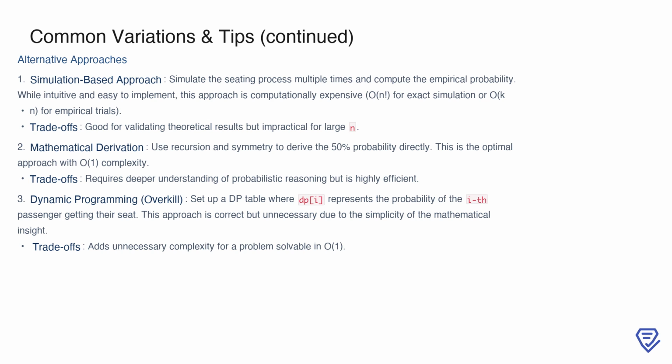Finally, a dynamic programming approach can be used, where you define a DP table to represent the probability of each passenger getting their assigned seat. While this method is correct, it's often considered overkill because the problem can be solved much more simply using the mathematical insight. As a result, DP adds unnecessary complexity and is not recommended for this specific problem.